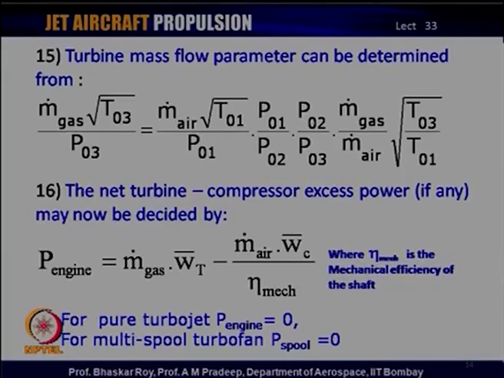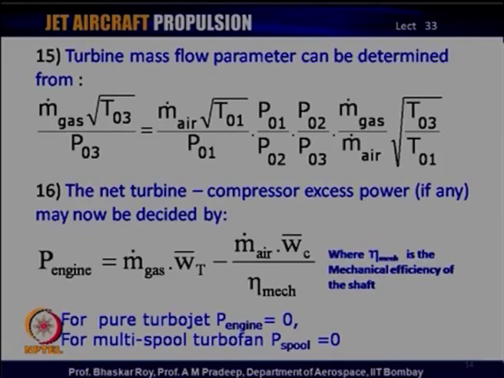The next step would be to find out if there is excess power available or happening between the turbine and the compressor. The net turbine compressor excess power can be written in terms of the actual power: m dot gas, which is the turbine mass flow, into the specific work done by the turbine, minus m dot air, which is the mass flow through the compressor, times the work done by the compressor, divided by the mechanical efficiency of the shaft.